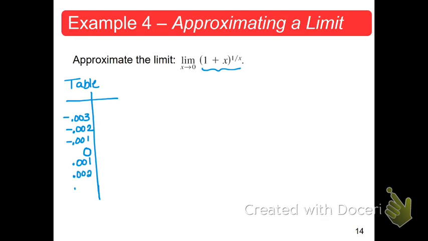Wait, so how do you get to that? How do you get to what? How do you make your x's so small? Oh, don't worry about that yet. I'm going to tell you in just a second how to put it in your calculator. Right now, we're just picking some numbers.